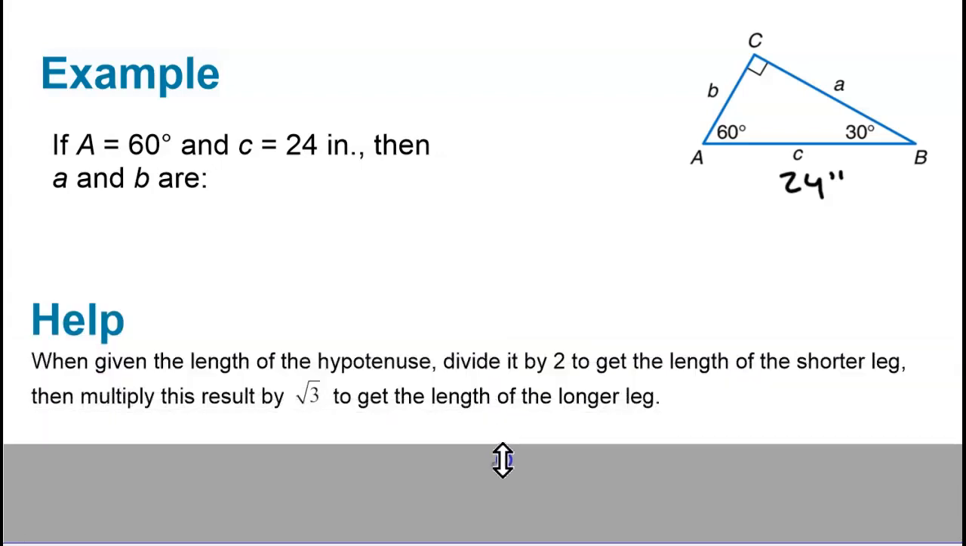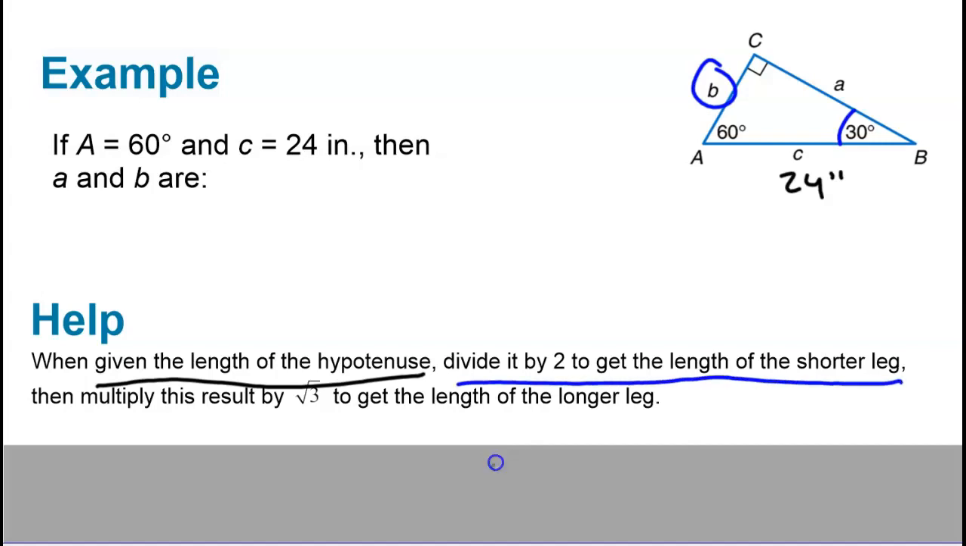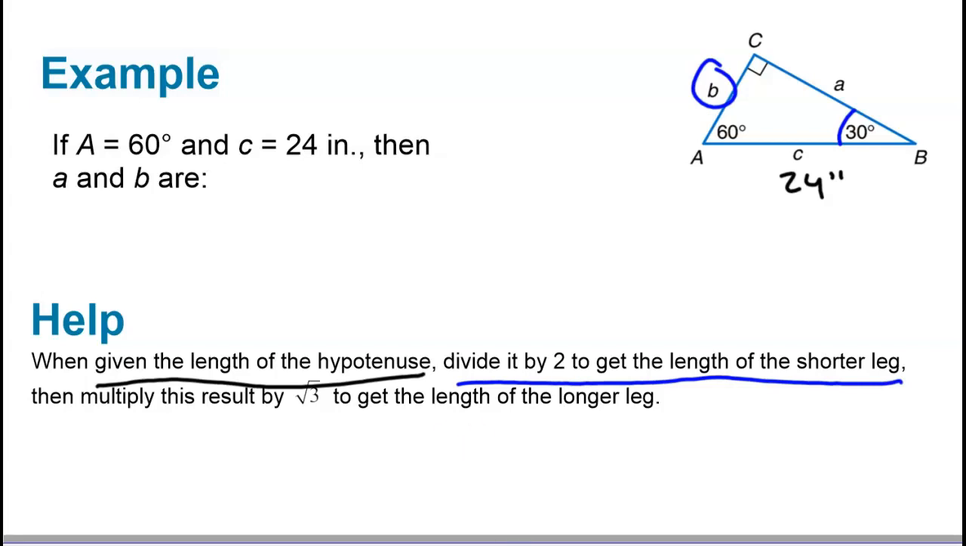Okay, so when given the length of the hypotenuse, the instructions are to get to the shorter leg, and in this case this is B because it's opposite of 30 degrees, divide it by 2 to get the shorter length. And so we have 24 inches, and this is for B.